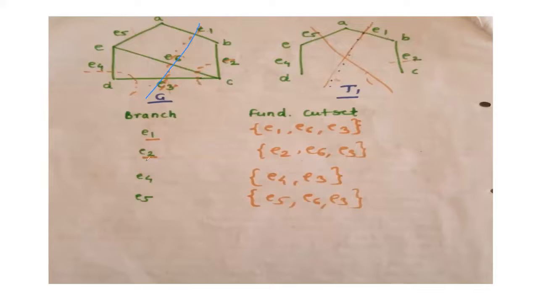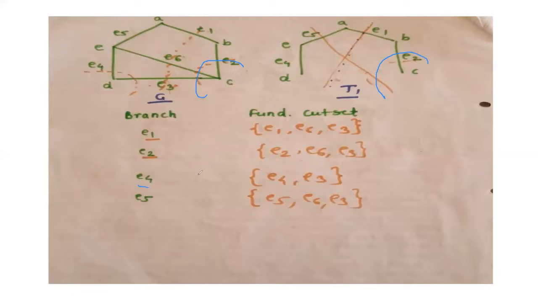Second, E2. Whenever we consider this E2, how do we cut it? We cut like this. Whenever we cut like this, how many branches are there? Only E2, and the others are chords, that is E6 and E3. So the fundamental cut set contains E2, E6 and E3.